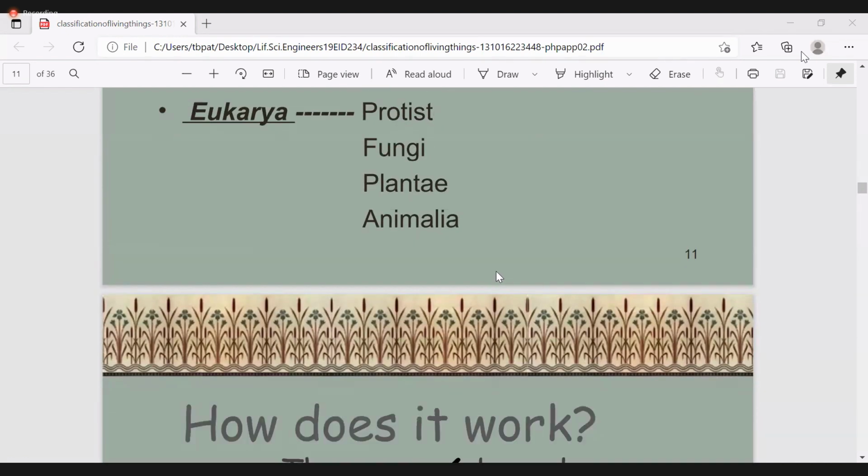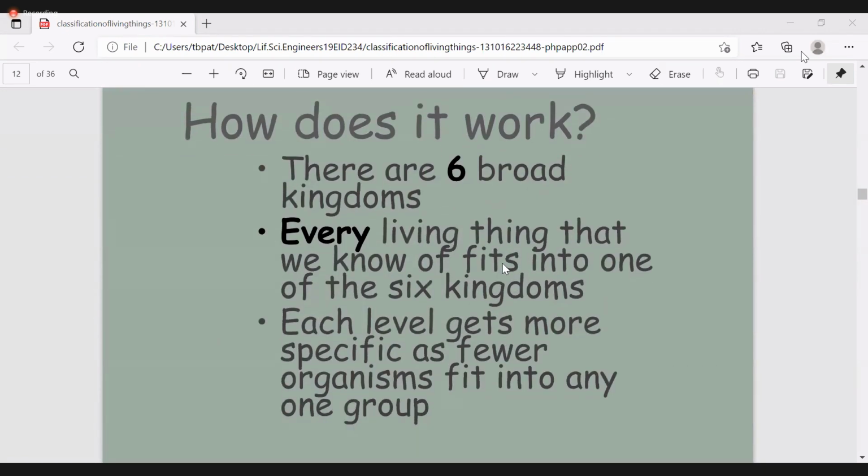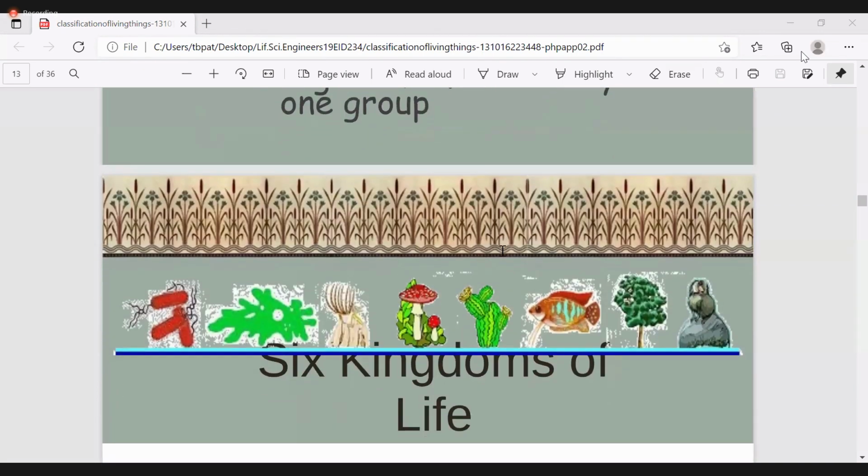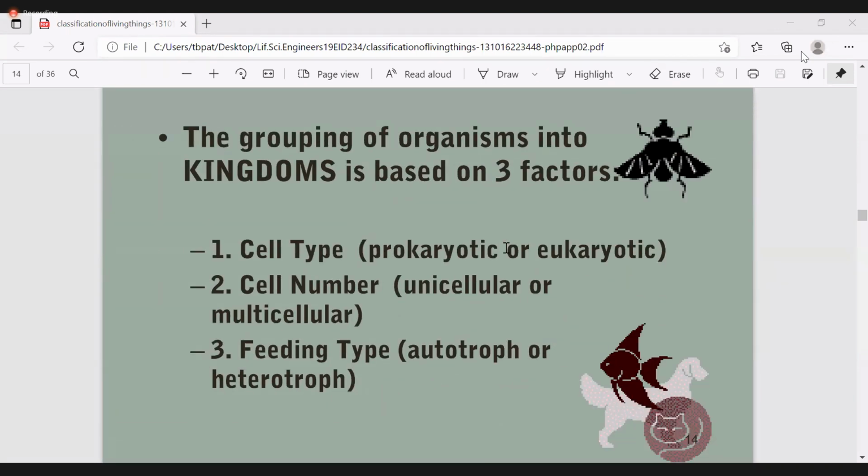I think up to here we discussed on that day. There are 6 broad kingdoms, what we discussed in the previous slide. Every living thing that we know fits into these 6 kingdoms. Undoubtedly, it fits into one of them. Each level gets more specific, as an organism fitted to any one group definitely belongs to one kingdom. These 6 kingdoms follow 3 major factors: cell type, cell number, or feeding type. By these 3 major factors, the kingdoms are classified.